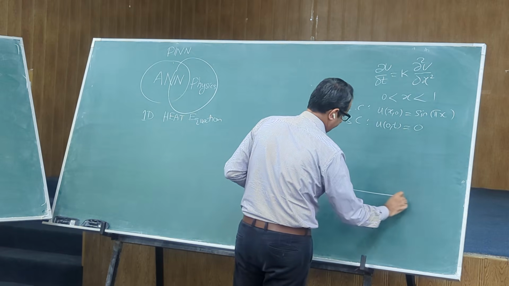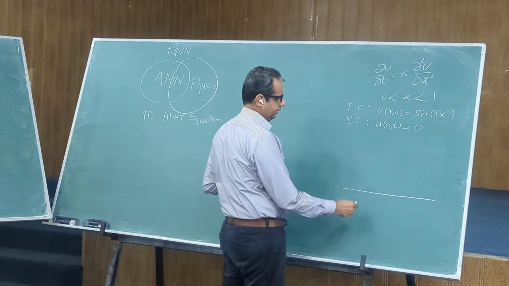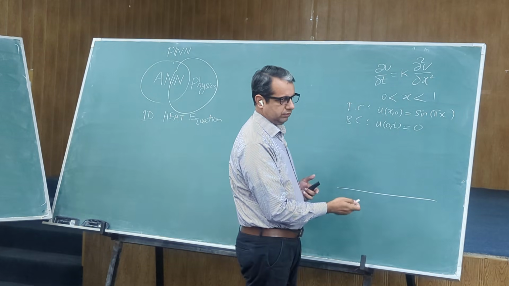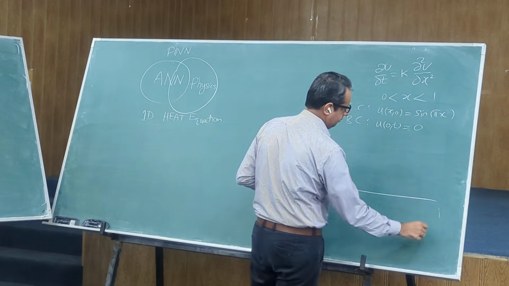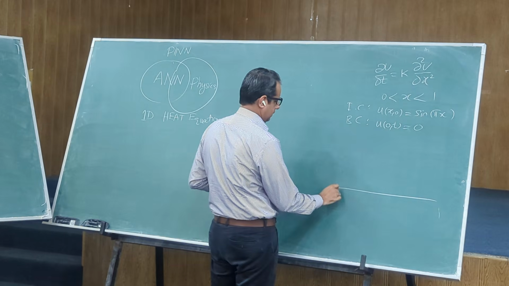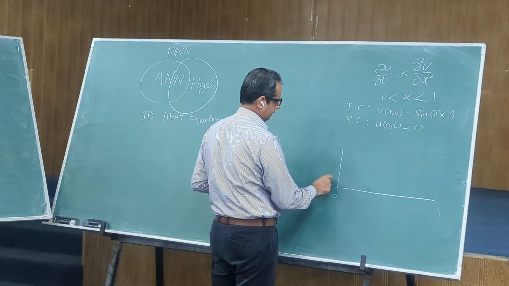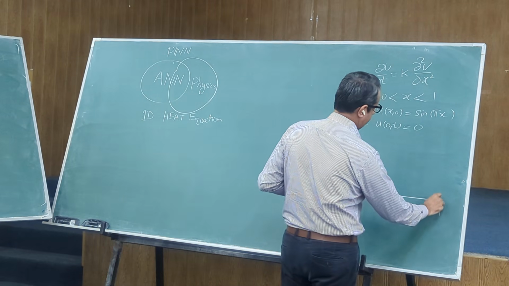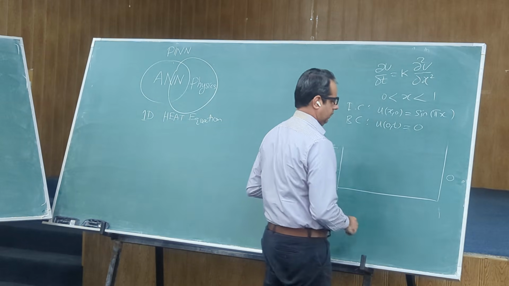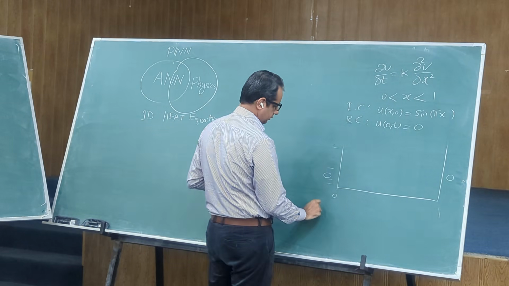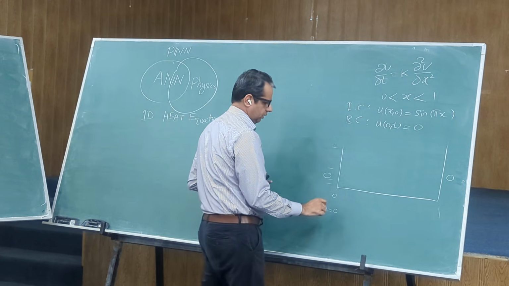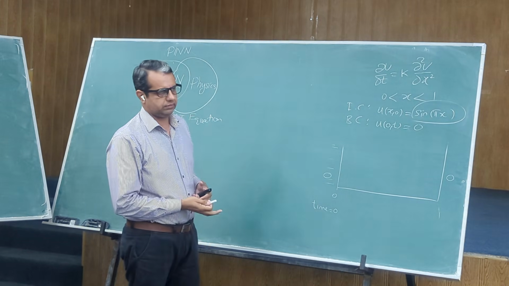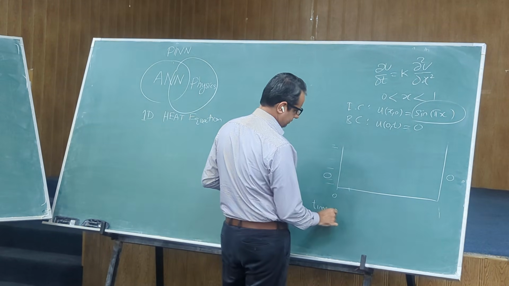So if you observe, what is this? This is a unit length rod because it is one dimensional, so there is no width. This is a rod, its length is 1 unit. On the left boundary there is temperature 0. On the right boundary at 1, also temperature 0. And at time 0, the temperature follows this sine function, sine pi x, at whatever point. This is at time 0.